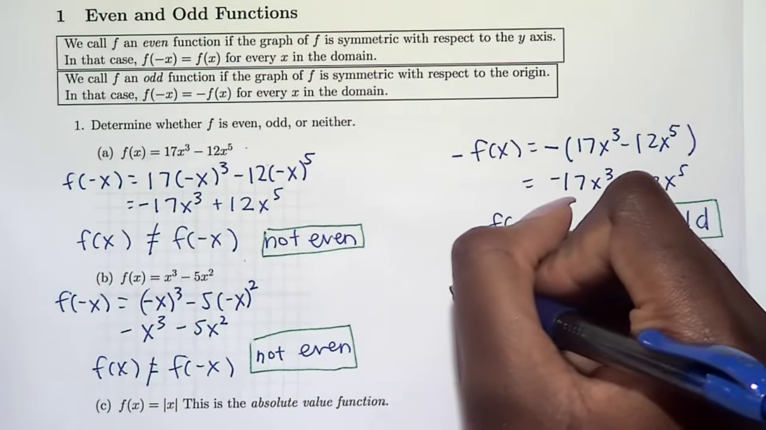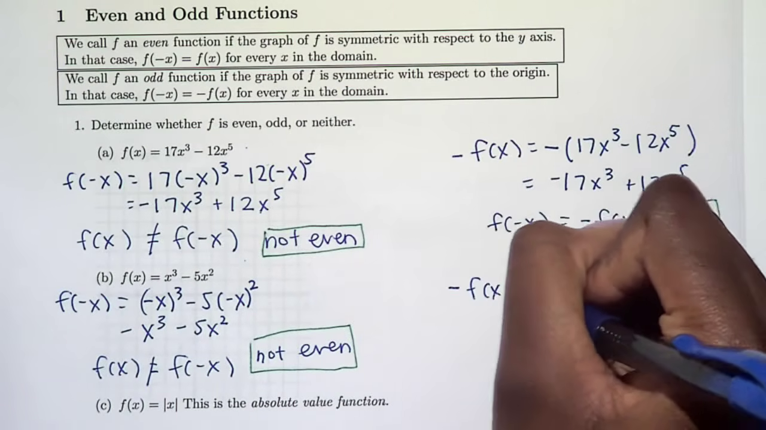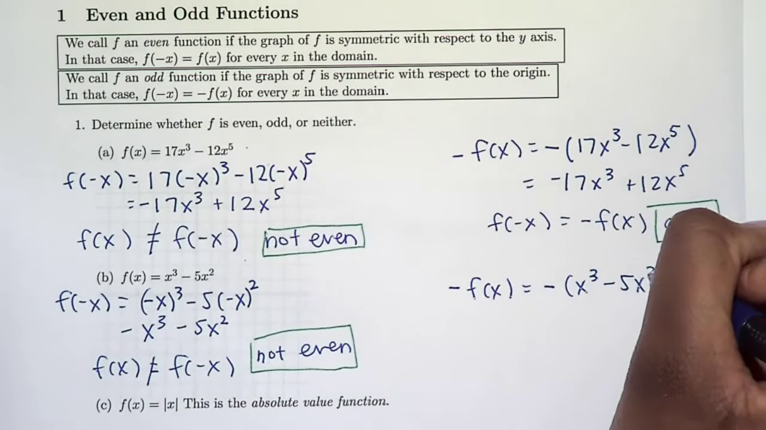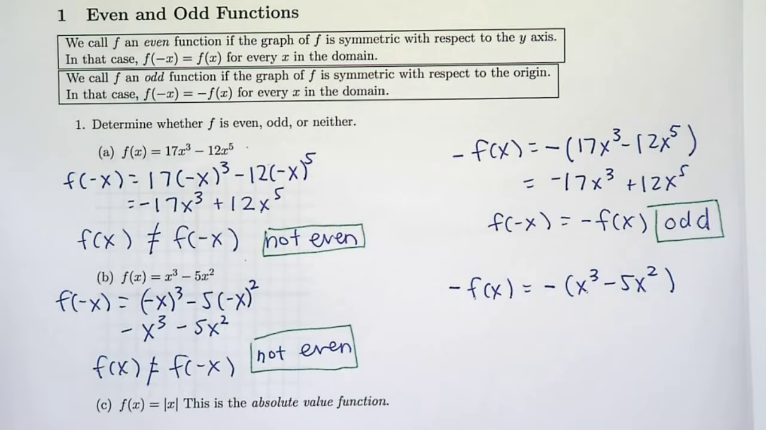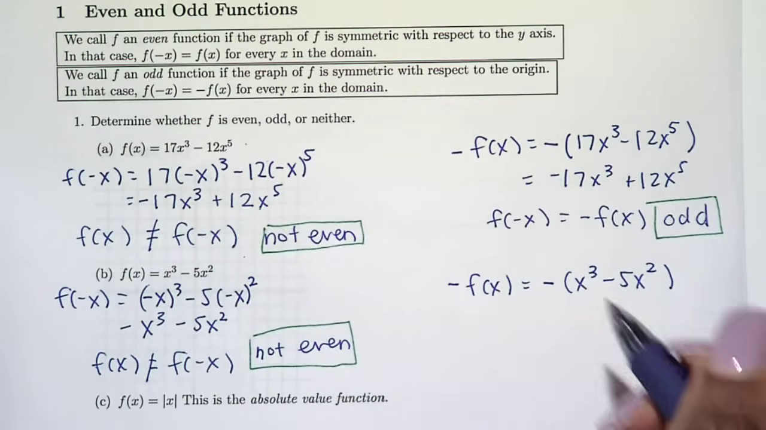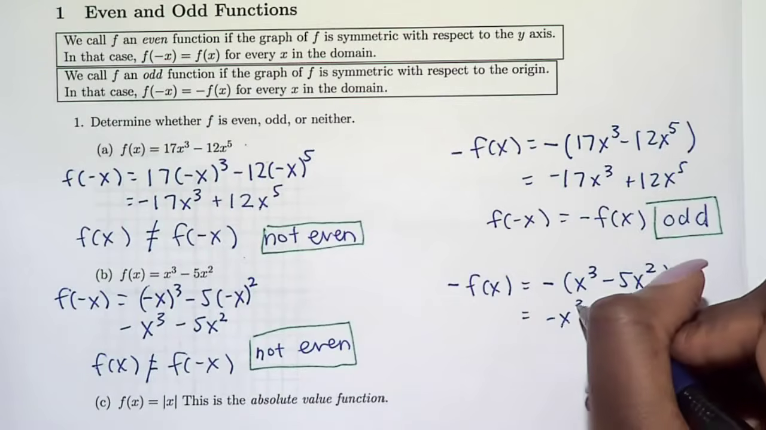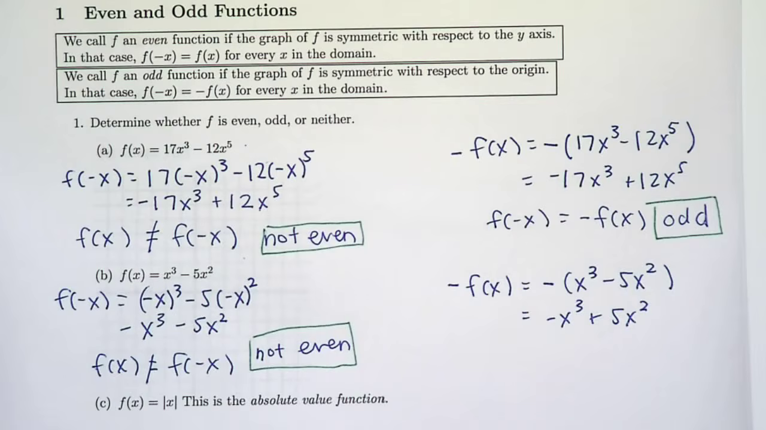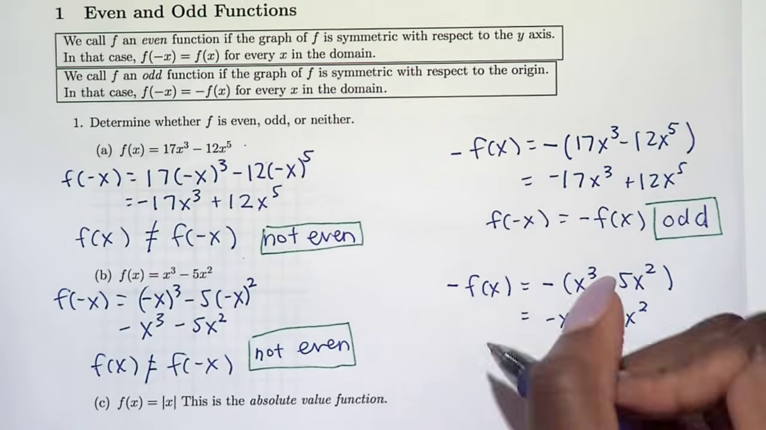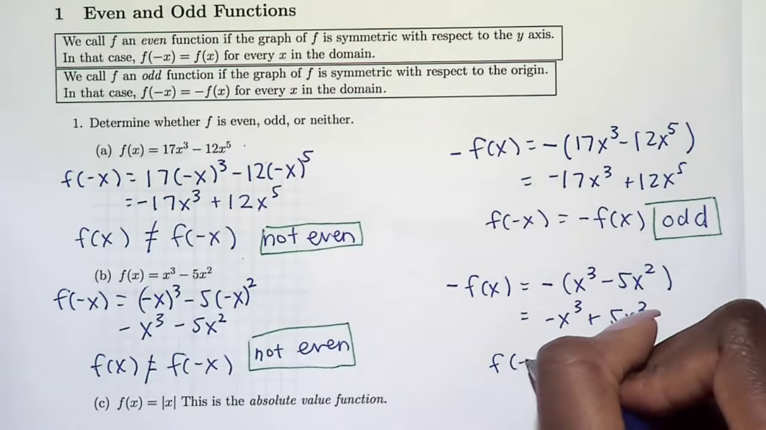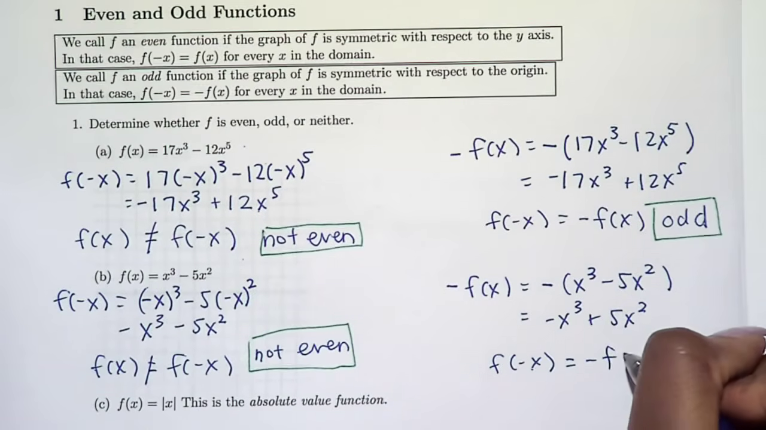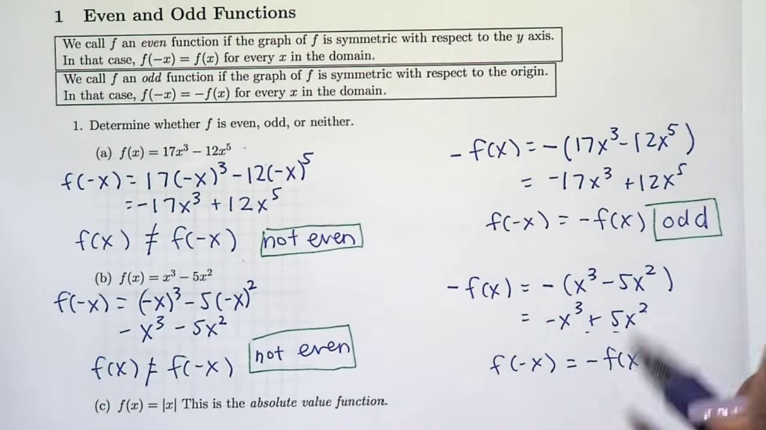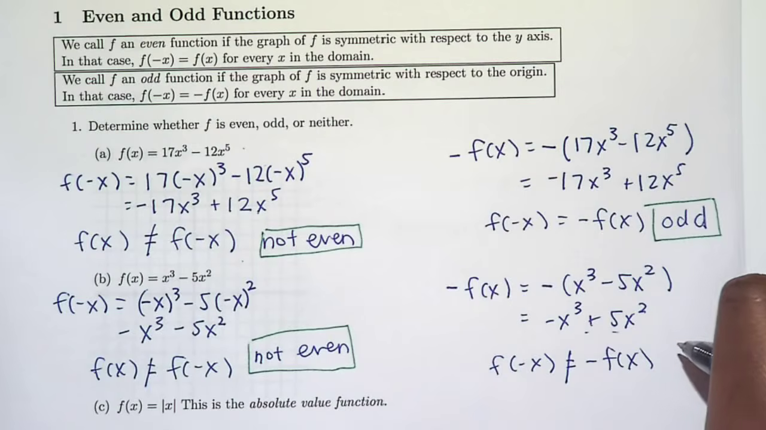To check to see if it's odd, the only thing left to find is negative f of x. So we just put a negative in front of our whole function. I'm going to distribute that negative. So now we have to see, is this the same as f of negative x? Is this the same as what we got over here? The answer is no. So this is actually not odd either.